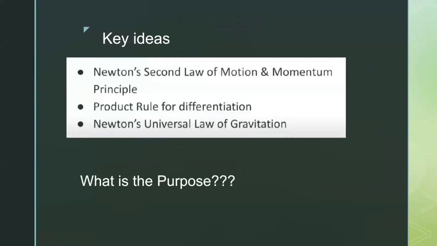Now, the key ideas of this lab are going to be Newton's second law of motion and the momentum principle, as well as the product rule for differentiation, and also Newton's universal law of gravitation. The purpose of this lab is for us to calculate the mass of the black hole. We're going to be doing that with the first loop, and then find the initial speed of the rocket ship with loop two.